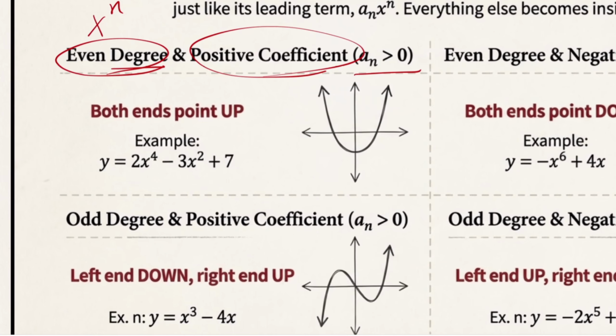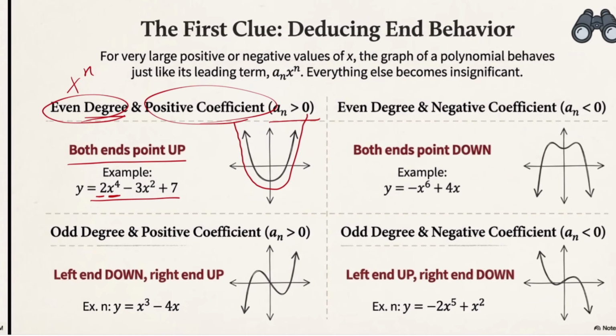If that number is bigger than 0, I know for a fact both ends point up. It means I would go from negative infinity to positive infinity, and both ends lead up. See, this is the quadratic equation, or this one, 2x to the 4. X to the power 4 is even, and 2 is the coefficient, and it's positive, so I know for a fact both ends lead up.